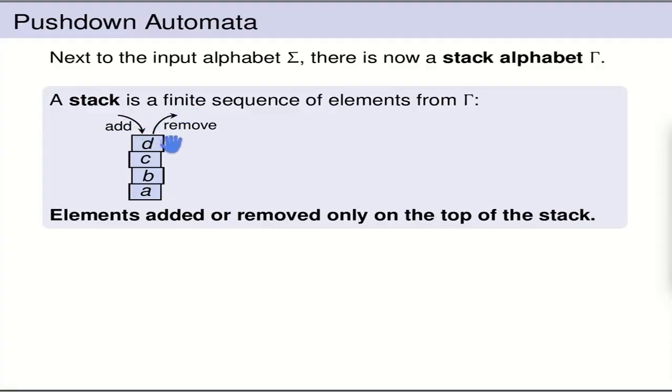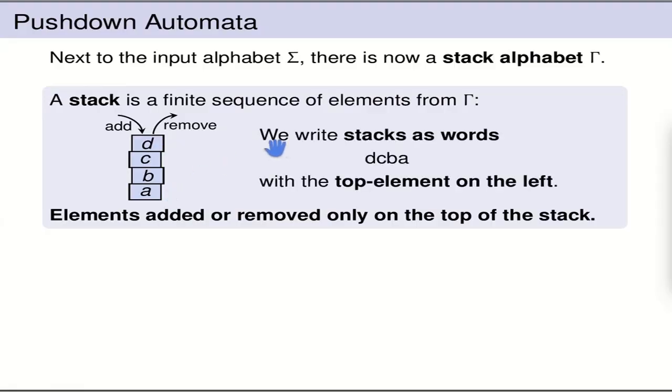For instance, we could remove the D here, but we cannot remove the A from the bottom. We will write stacks as words, and we will write them with the topmost element on the left. So this stack ABCD would be written as DCBA. D is the topmost element, A is the bottom element on the right.